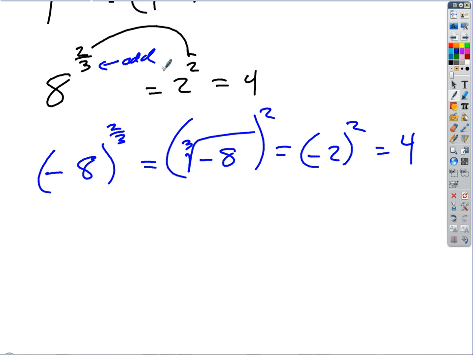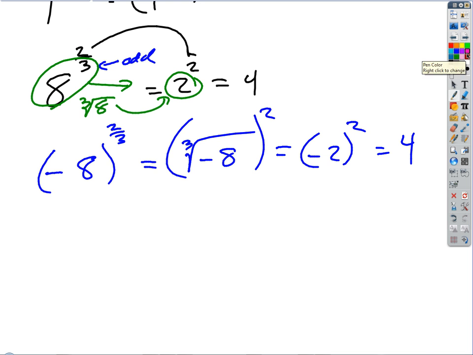Yes, sir? How did you get 2 squared up there for 8? First we're looking at the 8 to the 1/3 part. 8 to the 1/3 is the cube root of 8, which is 2. And then this 2 up here, we end up with 4. Okay?